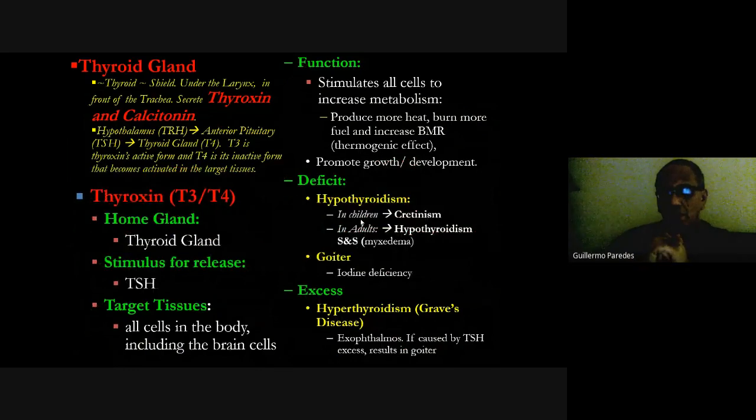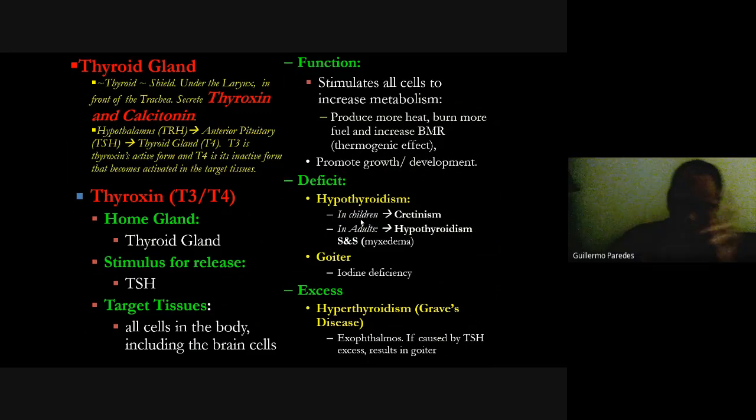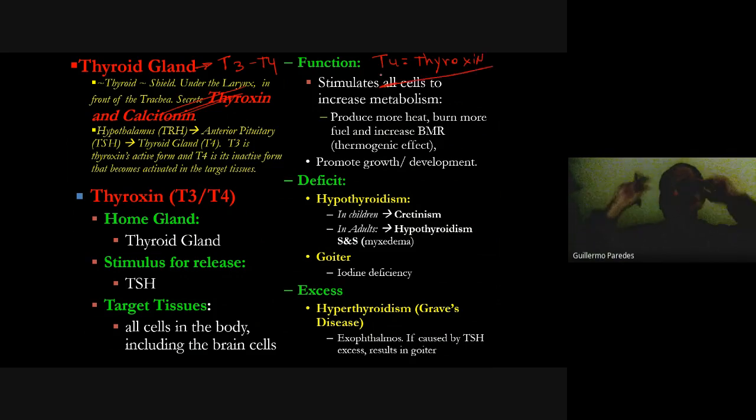Now the thyroid gland is going to receive orders from the TSH. Another name that you need to remember: the thyroid gland produces T3 and T4. Now, T4 is called thyroxine. T4 is thyroxine. Question for the exam again: the T4 is the thyroxine.